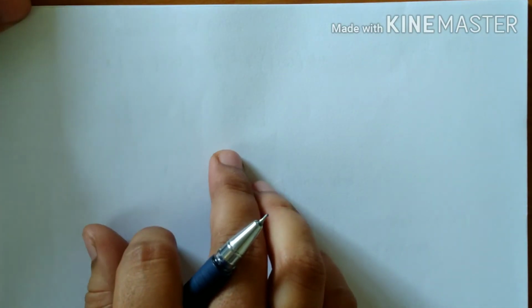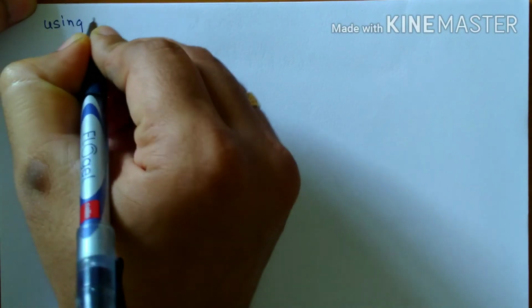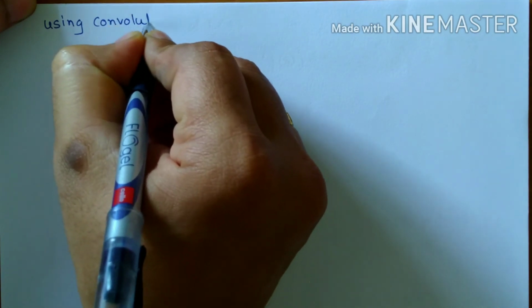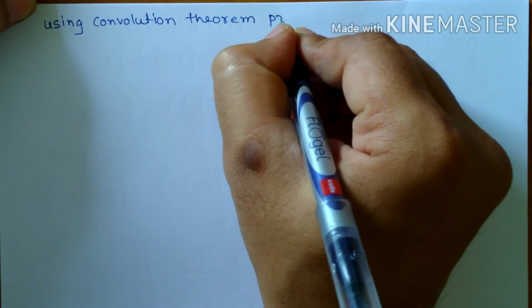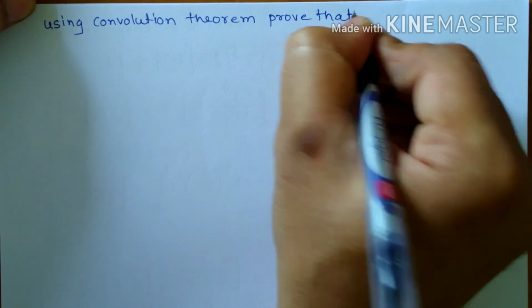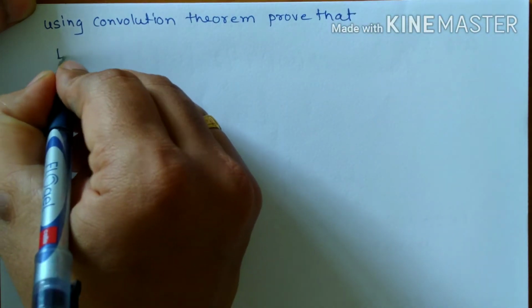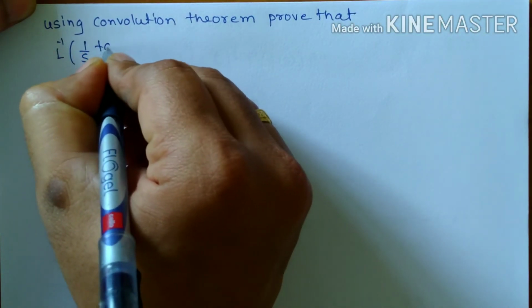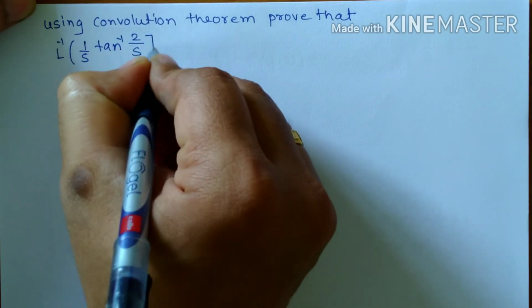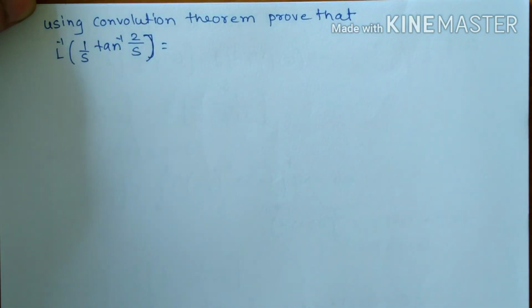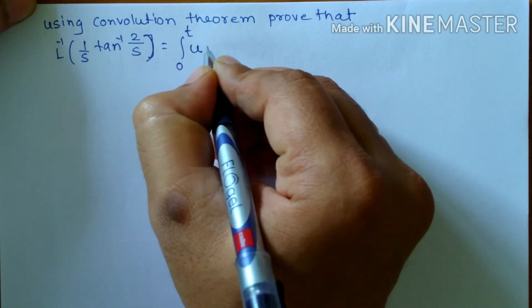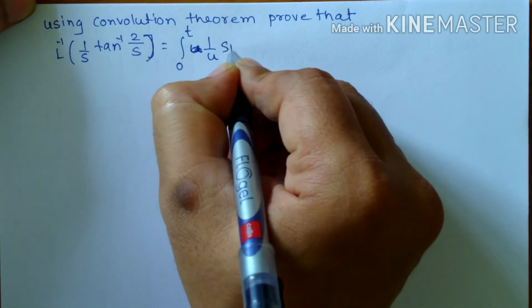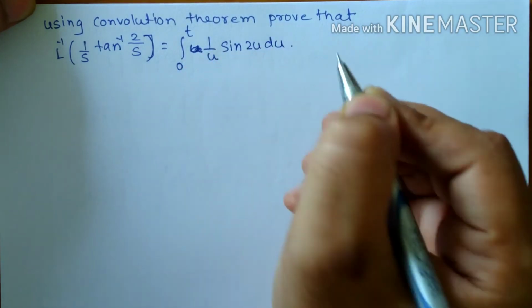Fine. The question is, using the convolution theorem, prove that inverse Laplace of 1 upon s into tan inverse of 2 upon s is equal to integration from 0 to t, 1 upon u into sine 2u du.